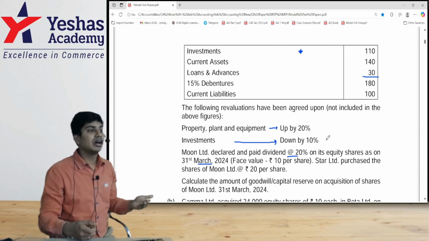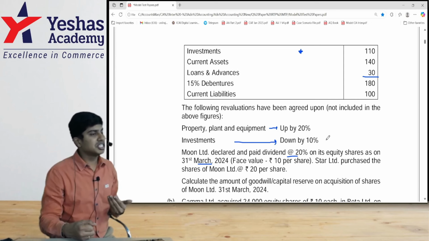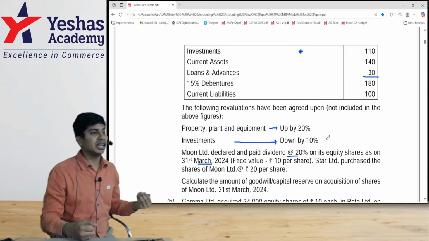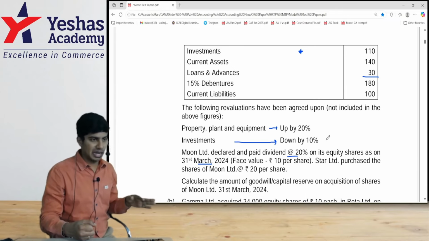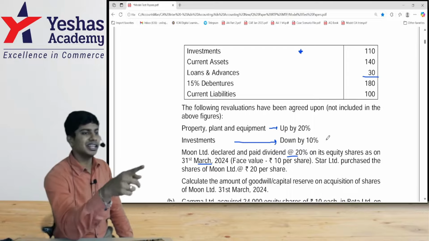It is pre-acquisition profits. Such pre-acquisition profits, which belong to the holding company, should not be treated like revenue reserve. It should be treated like capital reserve. Basically, it should be deducted from the cost of my investment. Yes, 13 also will do the same thing.